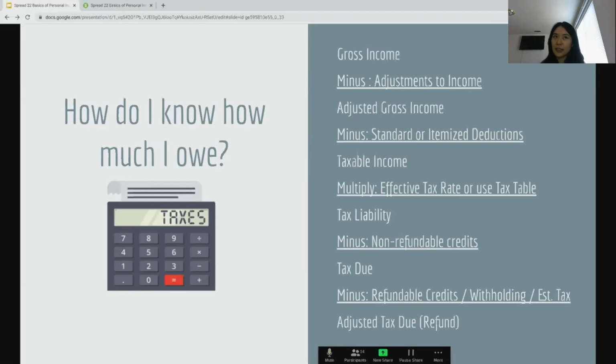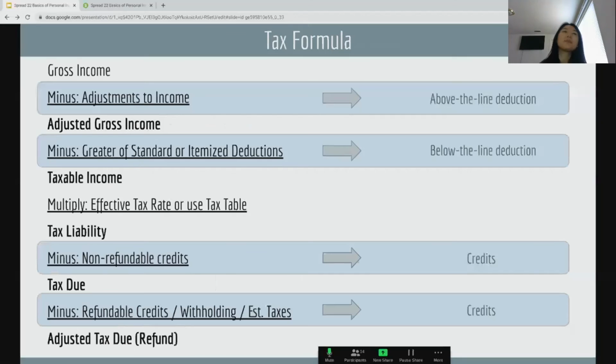Okay, so there's a lot to take in. We're going to break it down a little bit, but I also want to show you something else. In the tax industry, adjustments to income are also called above the line deductions, and the line being adjusted gross income. That's how important it is that they call it the line. So when you adjust your adjusted gross income, it's called above the line deductions. When you adjust your taxable income, it's called below the line deductions because it's below AGI. It's not going to impact your AGI anymore. So it's below the line.